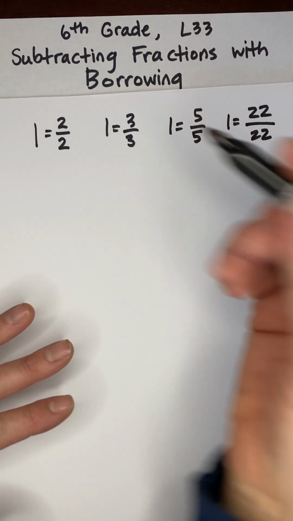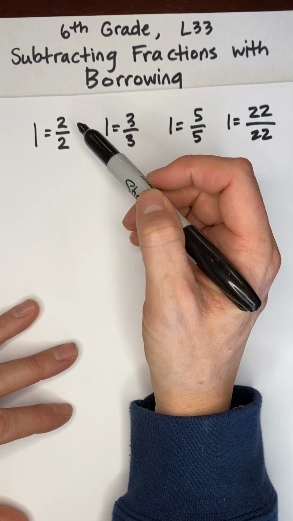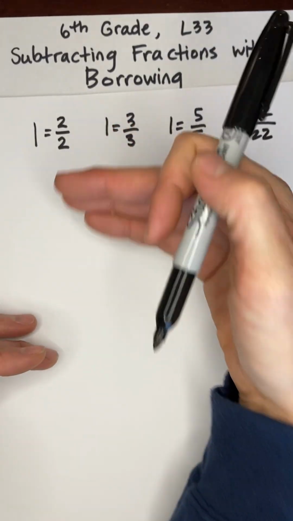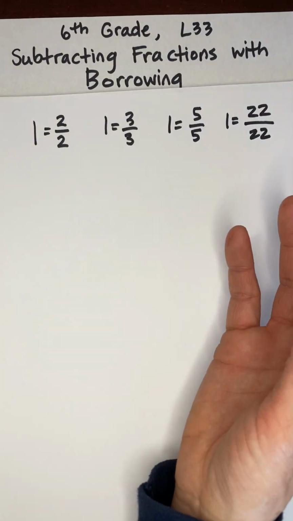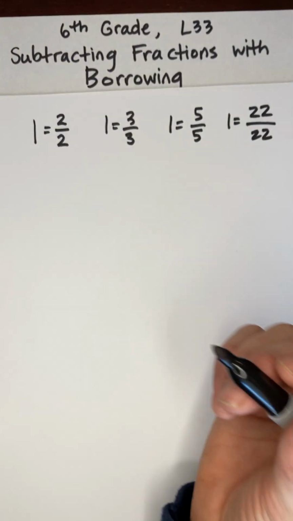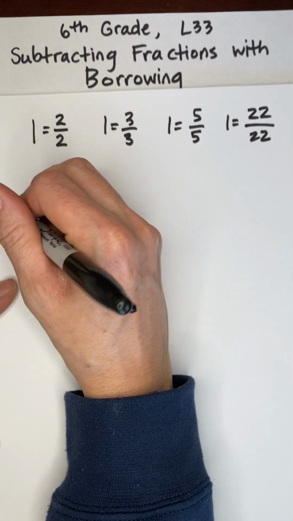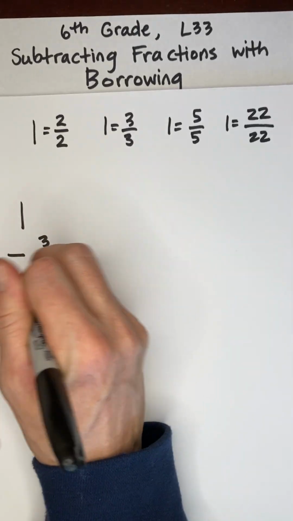In our problem, when we borrow 1, we need to turn that 1 into a fraction so that we can have a numerator to subtract. So we're going to choose the number that is best for the problem, that makes our math the easiest, because that's our goal. We like easy math. Okay, so our first example that we're going to do is 1 minus 3 over 4.